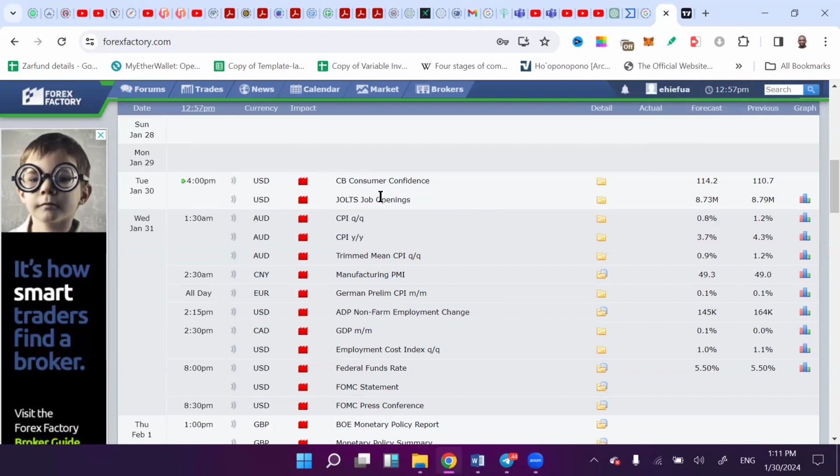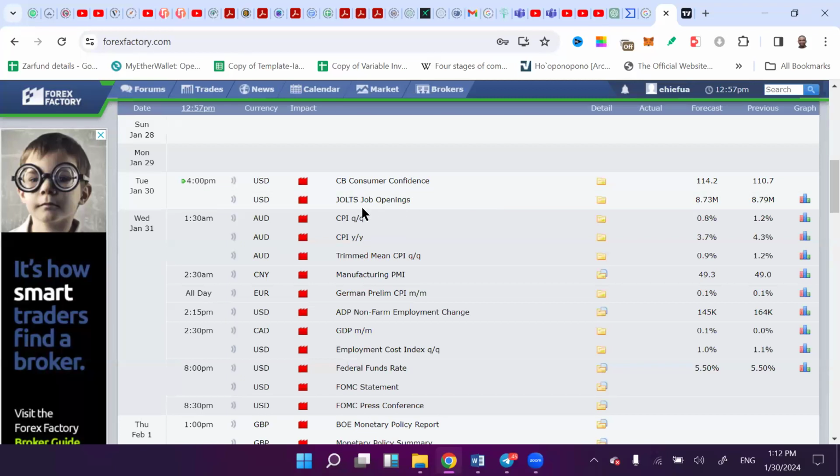We're expecting two major news events from the US. We're expecting CB consumer confidence. Then we're expecting the JOLTS job openings. It's an economic event that is very significant. It's significant because it has to do with employment. It has to do with labor in the US, right? So it's definitely going to have an impact on the dollar, what these numbers turn out to be, right?